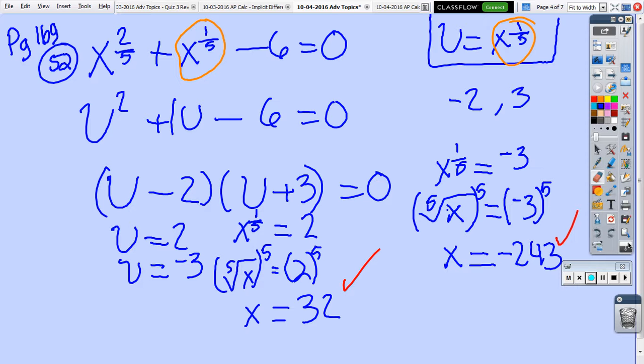Then at some point you plug this back in for U. Plug it back in for U. You got x to the 1/5 equals 2 and x to the 1/5 equals -3. Raise each side to the 5th power to solve for x. X equals 32. X equals -243.